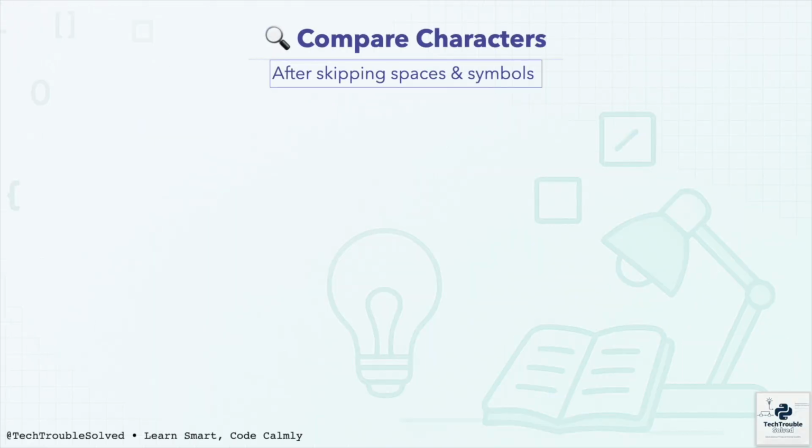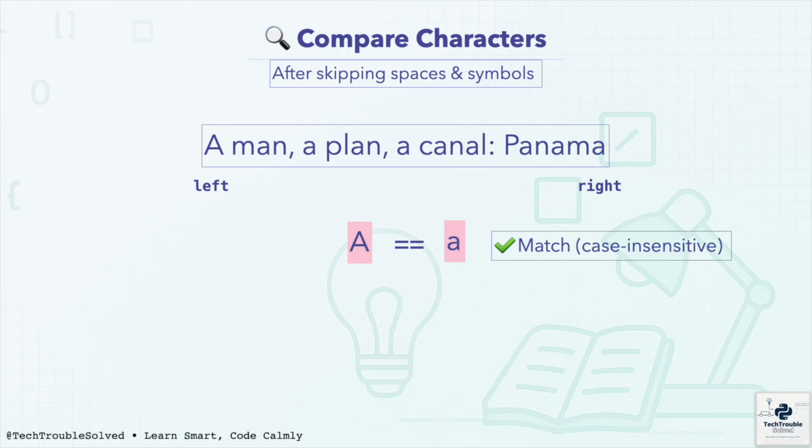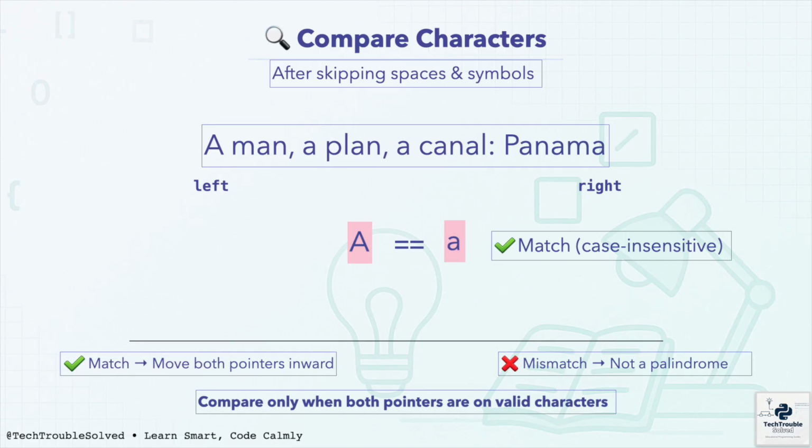After skipping spaces and symbols, both pointers land on valid characters. Now we compare these two characters. Since we are ignoring case, capital A and small a are considered equal. We compare characters only when both pointers point to valid letters or numbers.